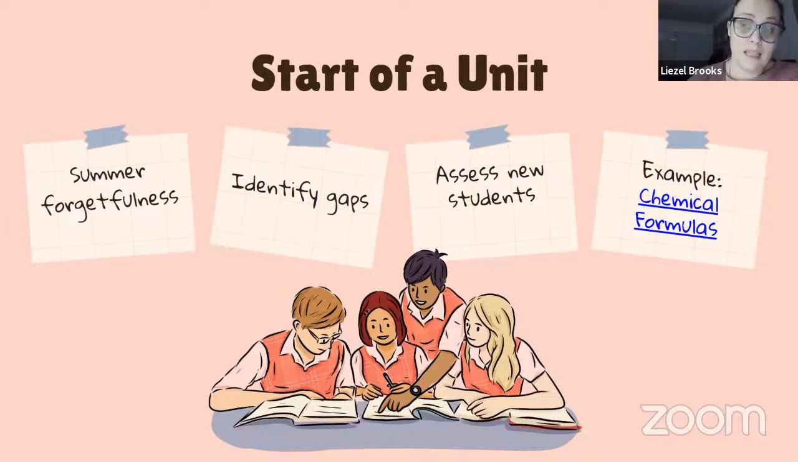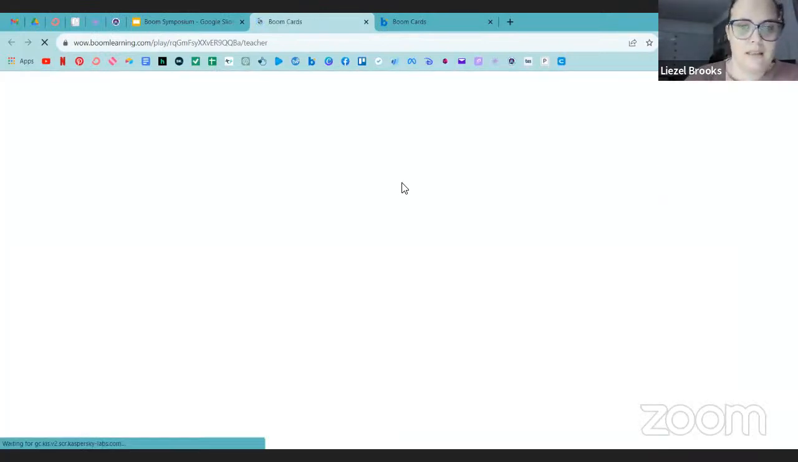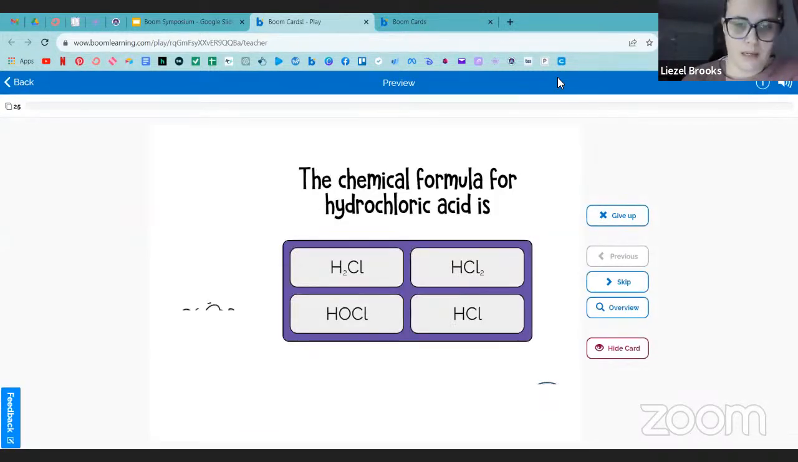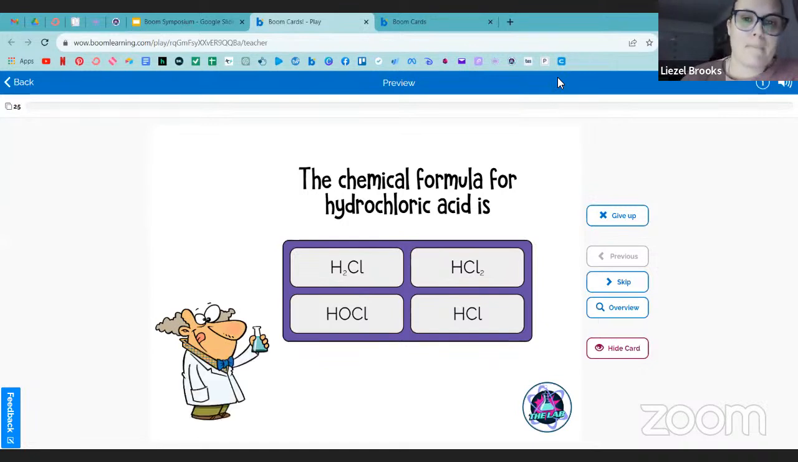The one deck of mine that I do assign every single year at the beginning of the year, I'm like, you're going to go through this again, is chemical formulas, because it's the one thing they struggle with. Now let's hope that the internet is fast enough for me to actually load this. My Wi-Fi is cooperating. Okay, here we go. So this is my one deck on chemical formulas, and it's just basic recall.